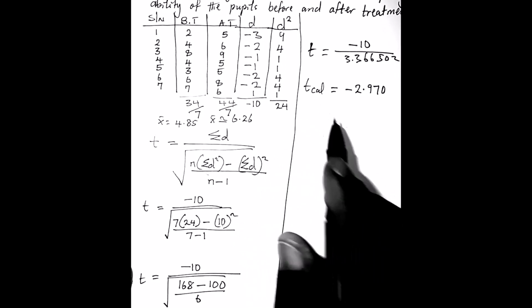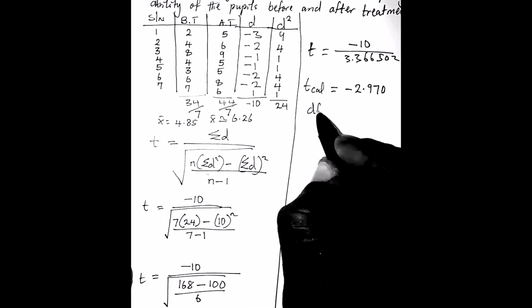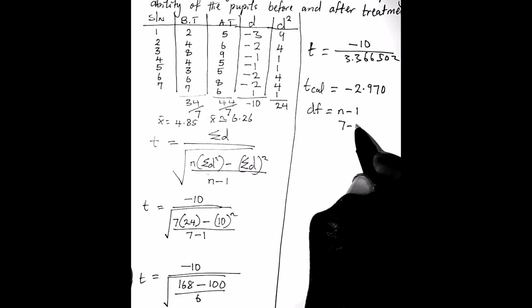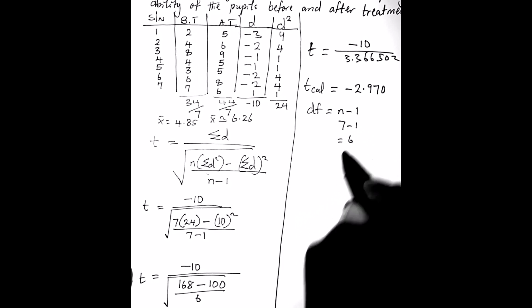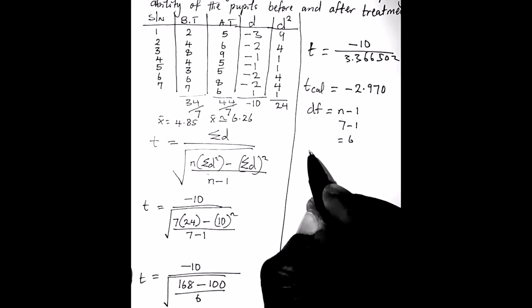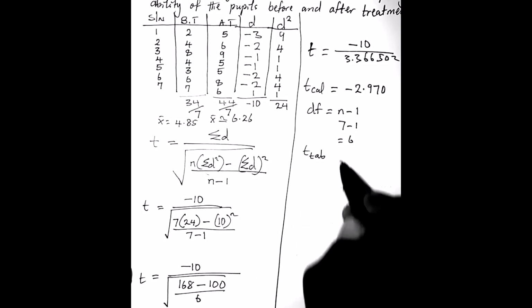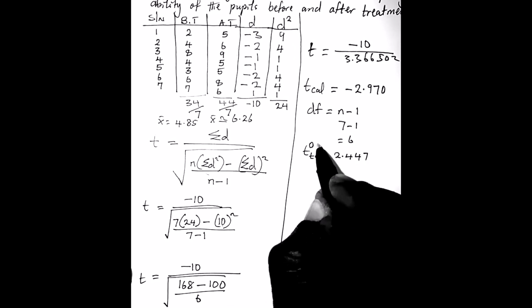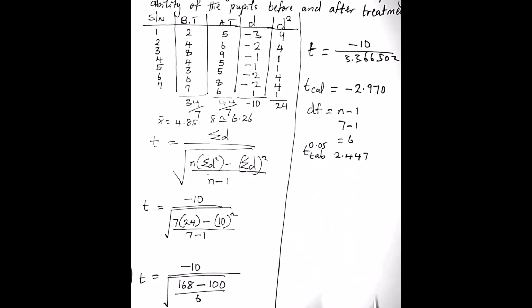Now we have got the t calculated, so the next thing is to get our degree of freedom, df, which is equal to n minus 1. So we have 7 minus 1, that equals 6. So we now go to our distribution table to look for our t tabulated. So our t tabulated at degree of freedom 6 is equal to 2.447 when we use the 0.05 level of significance.